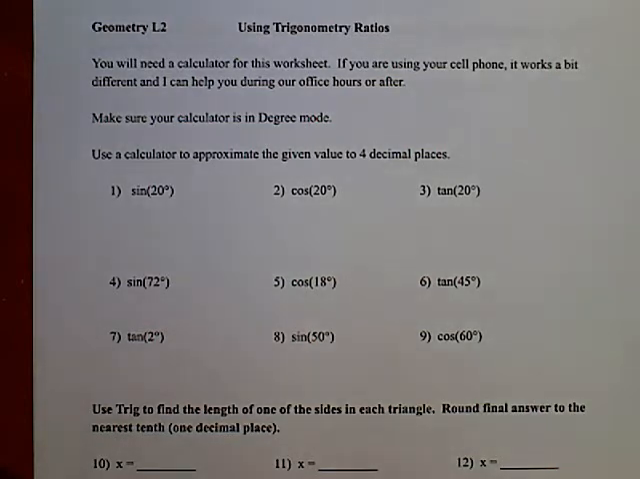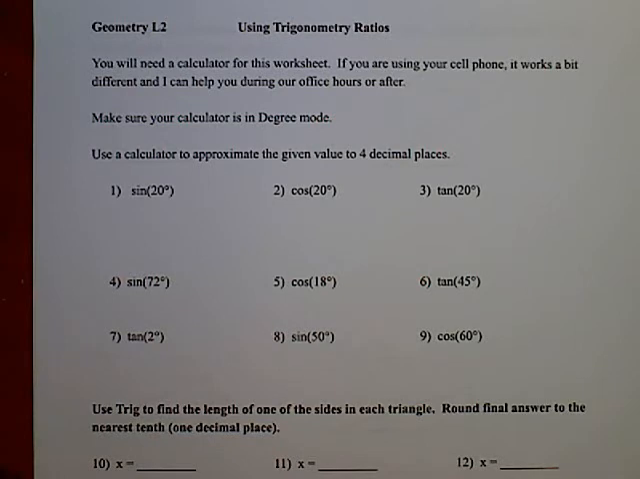So, Pythagorean theorem requires us to have two sides of the right triangle. Trigonometry just means that we need to have an acute angle and one side of the right triangle, and then we can find another side of the right triangle using trig, and then we can use the Pythagorean theorem if we want to.